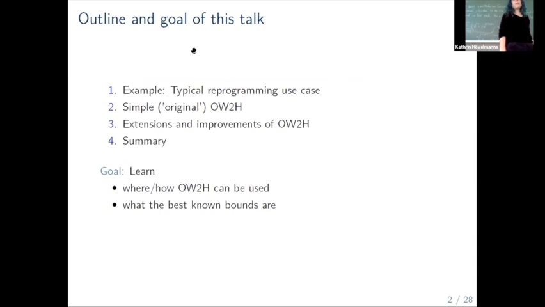And to give a short outline and just get to the goal of this talk, I'll first give an example for a typical reprogramming use case we encounter in post-quantum security. Then I state the simplest version of one-way to hiding, that is also called original one-way to hiding. Afterwards, I discuss some extensions and improvements we have seen in the last few years, and then I'll conclude with a summary. And at the end of the talk, I'd be happy if you understood where and how one-way to hiding can be used and what the best known bounds are for specific scenarios.